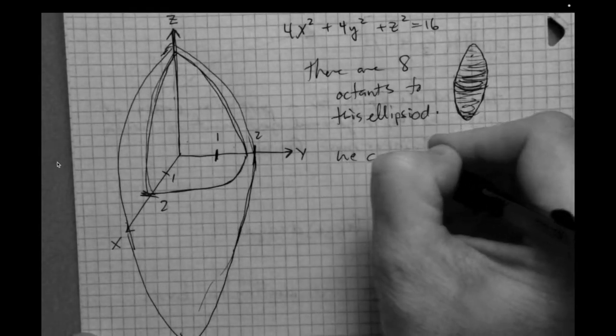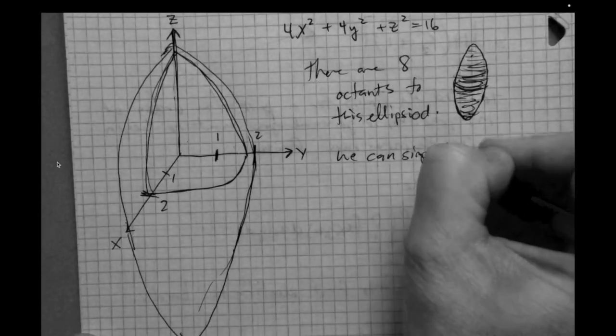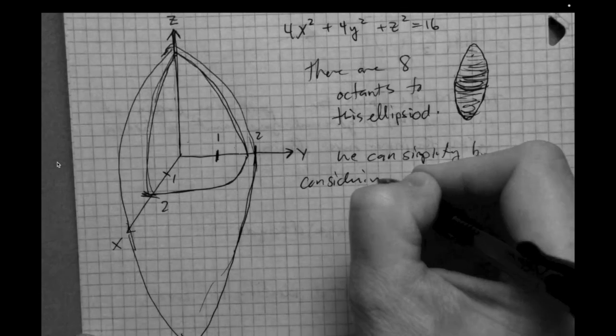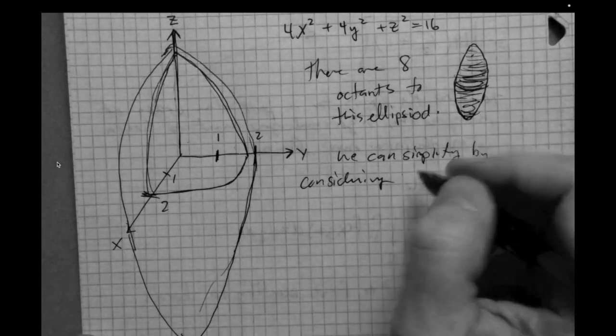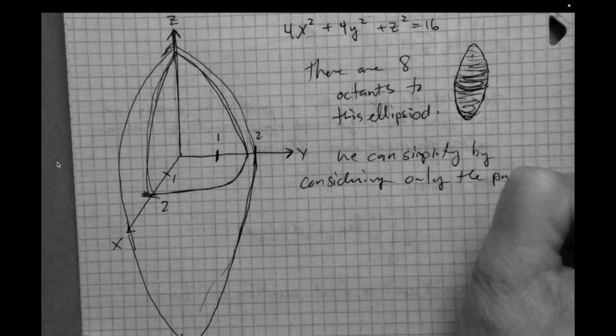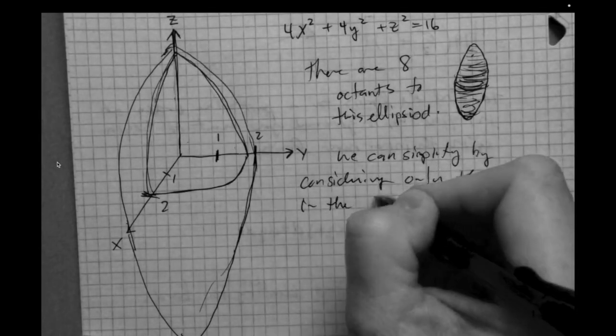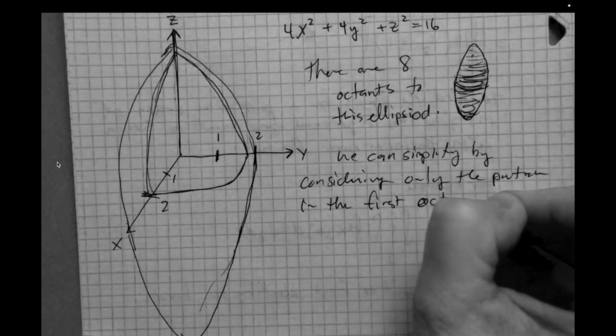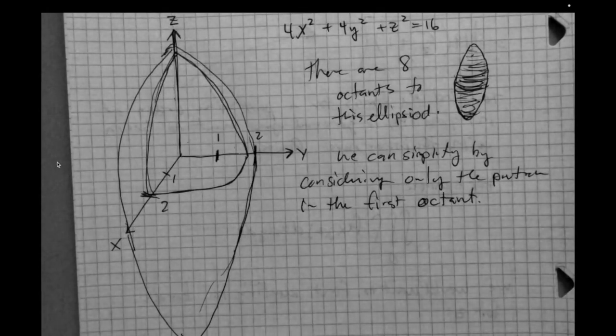So we can simplify by considering only the portion in the first octant. Okay, and so whatever we come up with for bounds there, we run the integral and then we multiply times 8 to get the volume of the whole figure.